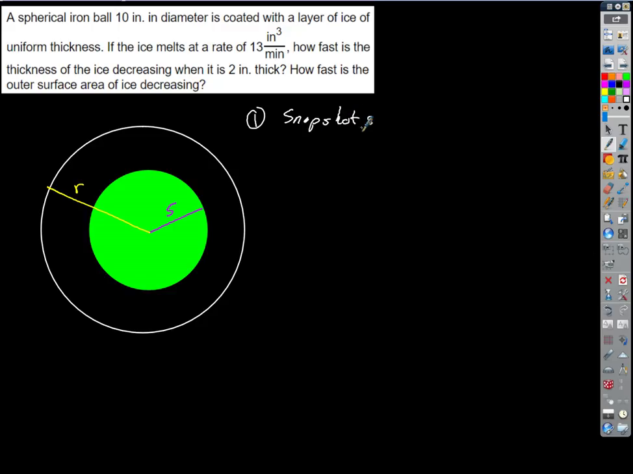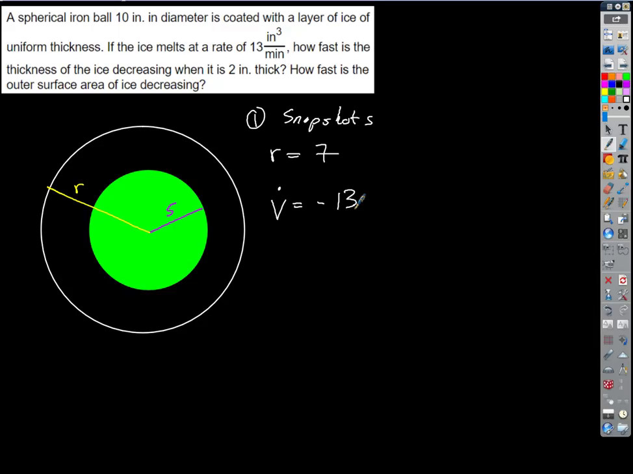So what are our snapshot values? R is 7, right? V dot is 13. We know the ice is melting at a rate of 13 cubic inches per minute, so those are units of volume over time. But is the volume increasing or decreasing? It's decreasing. Everybody see that? So V dot is negative 13 in standard units.